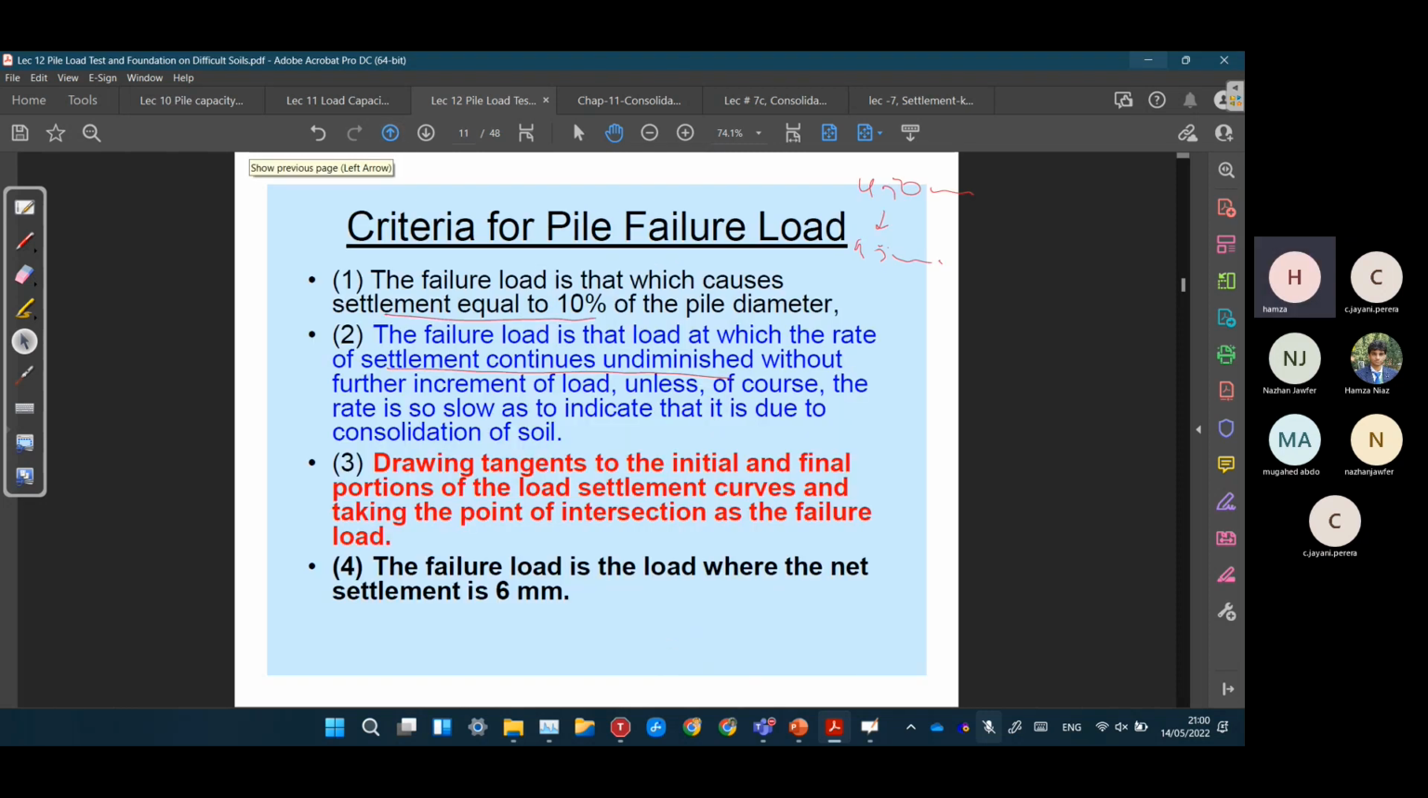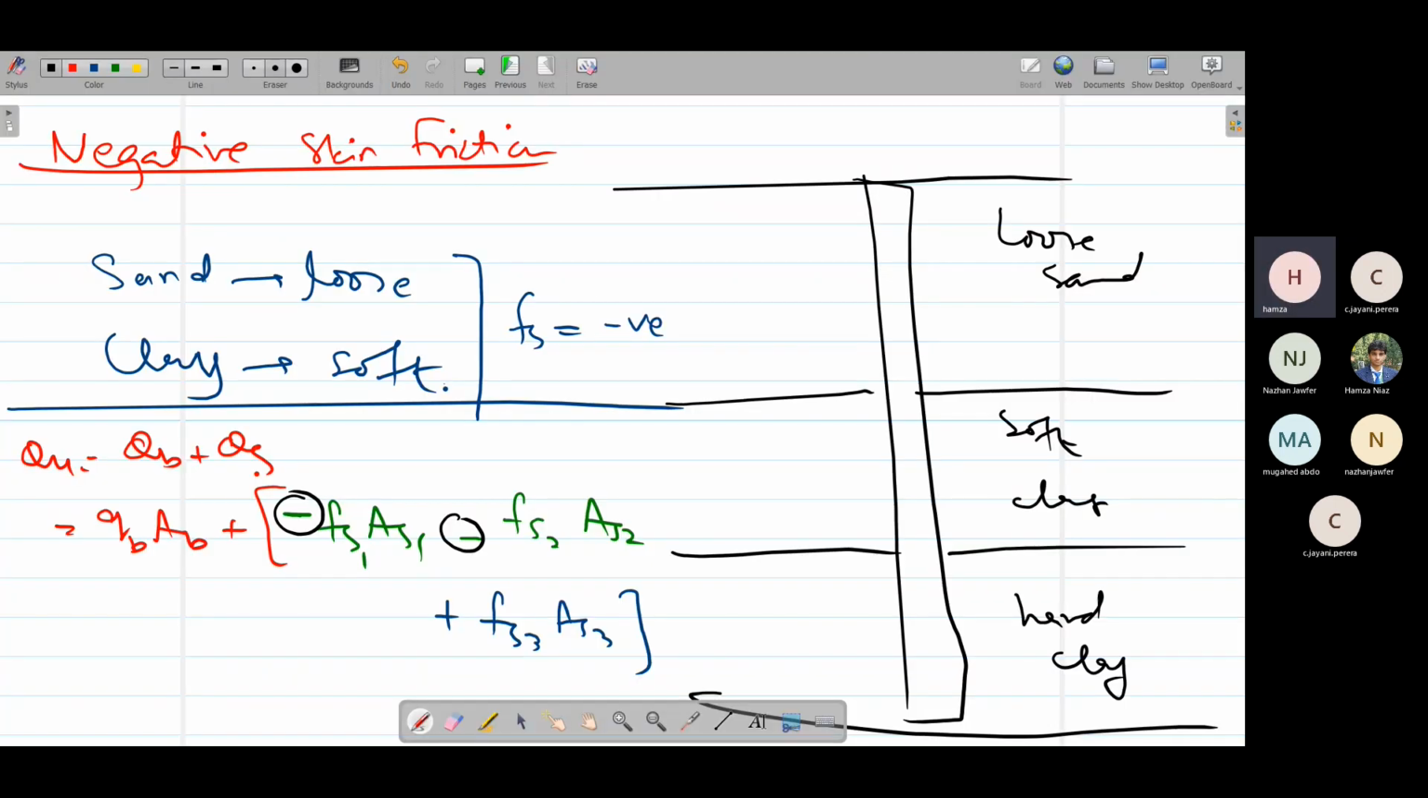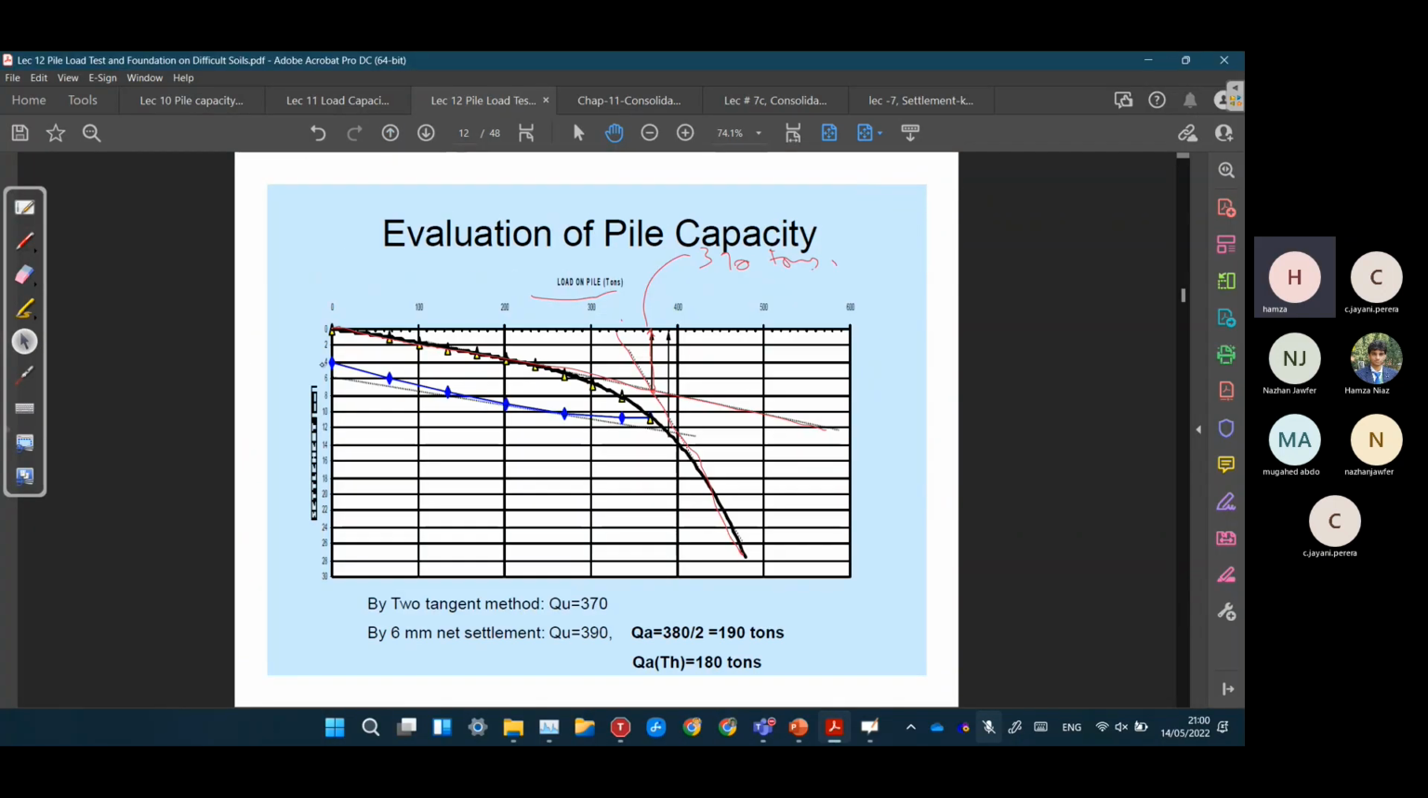The fourth criterion is where 6 millimeter settlement has taken place. So what we do, we go to this y-axis here. This is 6 millimeter. We draw a line parallel to the initial tangent of the pile load curve, the tangent to the initial portion. Where this intersects, we take this value as the failure load. This is 390 ton. So we get 370 and 390.